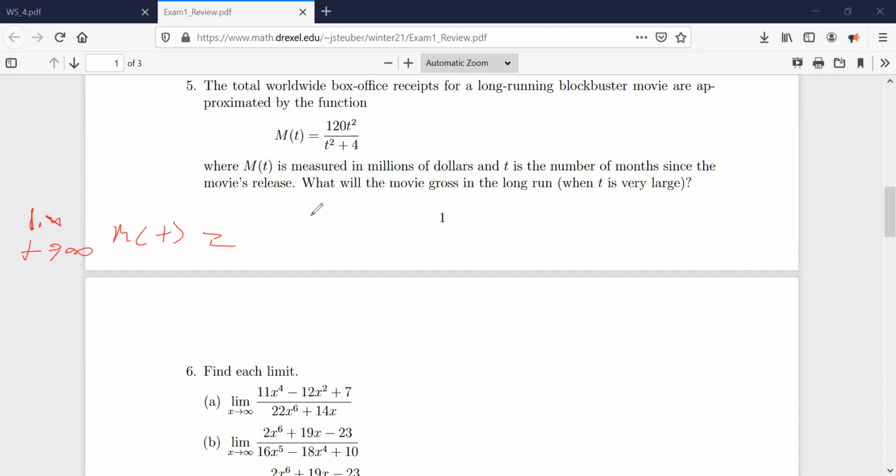Do you guys remember the rule? We compare the lead powers, and the lead powers are the same, right? So that means it's just the ratio of the lead coefficients that we care about. So that's just going to be 120. That is the number of millions that it will approach. Does that make sense to people? Yeah. Cool.